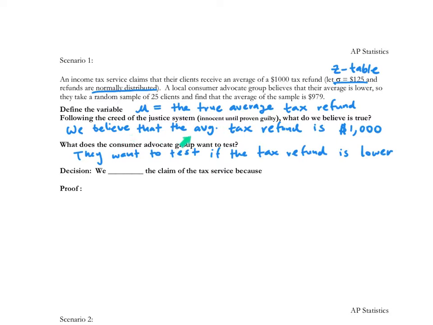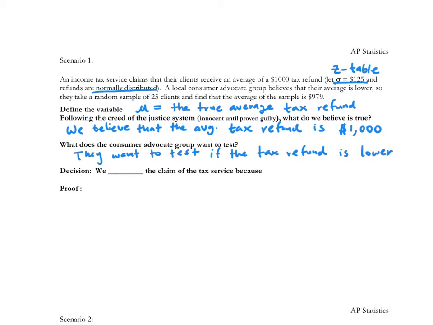We say that we believe that the average tax refund is 1,000 based on the company's claim. And what we want to test is if this claim is true. Now, do we want to test if this claim is larger than they say or lower? So we want to test if it's lower. And in order to make a decision, we either believe or we fail to believe the claim of the tax service. Okay, and so we need proof for that.